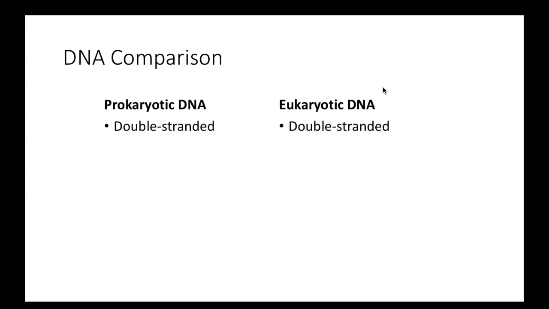You wouldn't believe how many times students will tell me prokaryotes have single-stranded DNA. No. And I think they misinterpreted what the question actually was, and I'll tell you in a second what I think they thought. DNA is double-stranded no matter what. It's always double-stranded. In prokaryotes, DNA comes in a circle. The chromosome is in a circle.